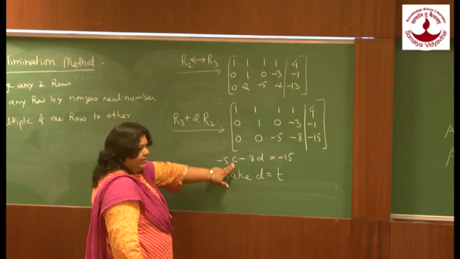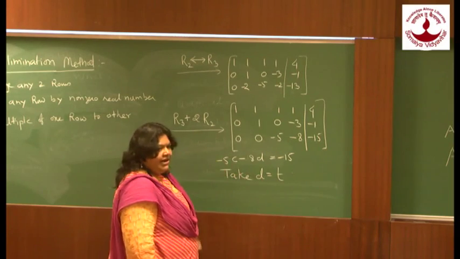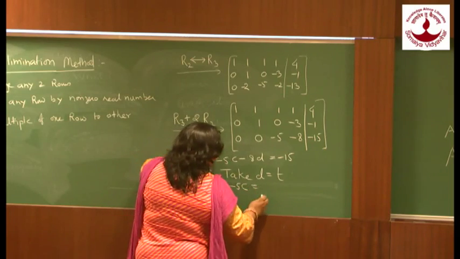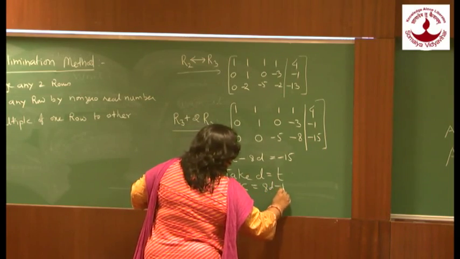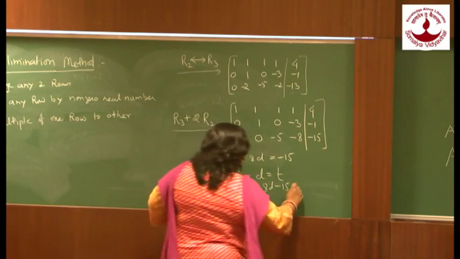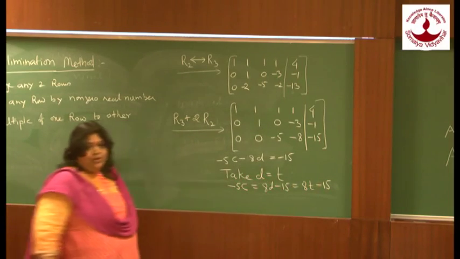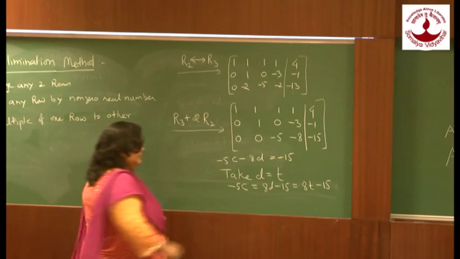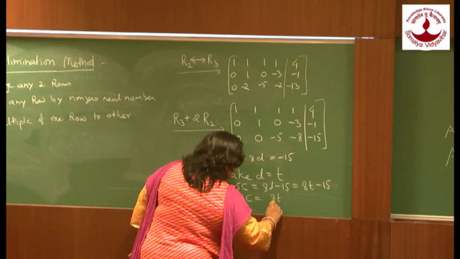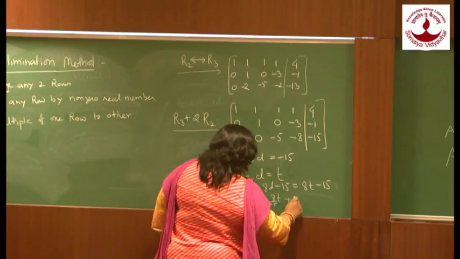So C value we will get. T value we have got. T is a parameter. The value of C we can find from this. Minus 5C is 8D minus 15, substituting D equal to t. And therefore, C equals minus 8 upon 5 t plus 3.